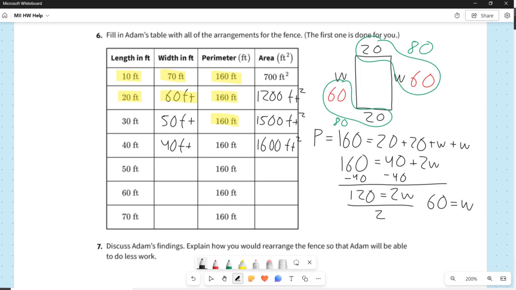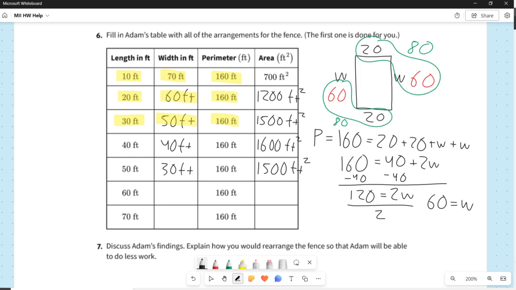Now, when our length is 50, notice that when our length was 30, our width was 50. Well, if our length is 50, it's pretty straightforward to see that our width is going to have to be 30. You're really just taking the third row and flipping the length and the width. And multiplication is commutative, so the order doesn't matter. So 30 times 50 is the same thing as 50 times 30, which we already found was 1,500. So we know that this has to be 1,500, however you prefer to say that.